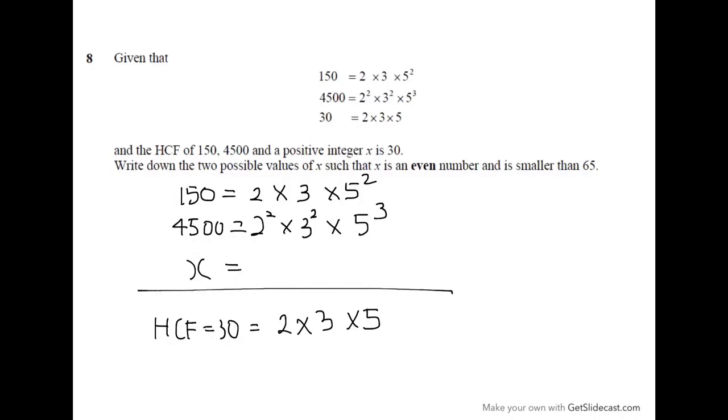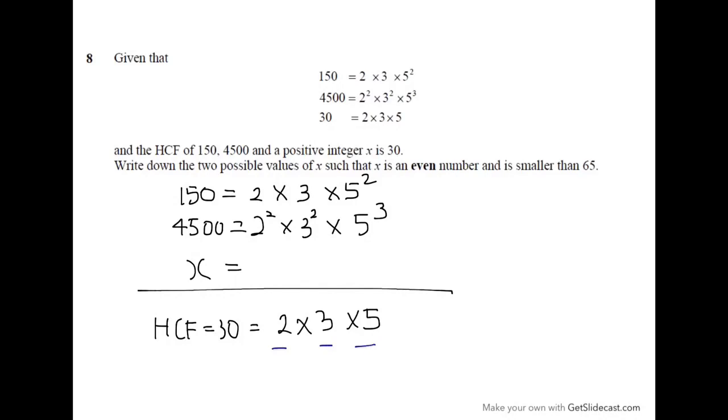For 150, we have 2, 3, and 5 square. For 4,500, we have 2 square, 3 square, and 5 to the power 3. It is given that the highest common factor of all these three numbers is 30, which is 2, 3, and 5. What does that mean?